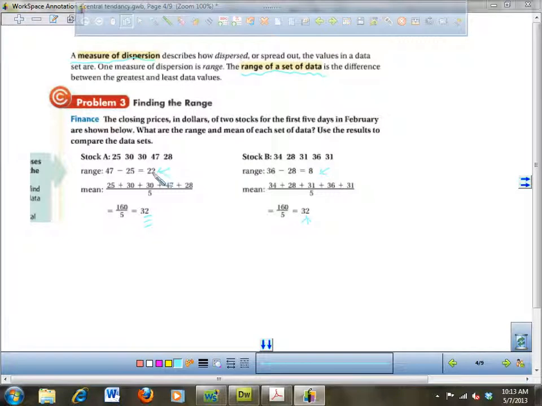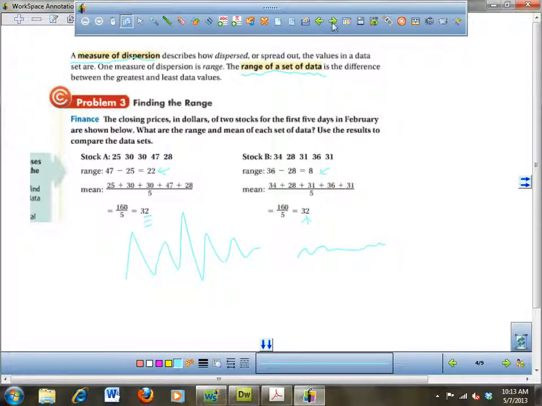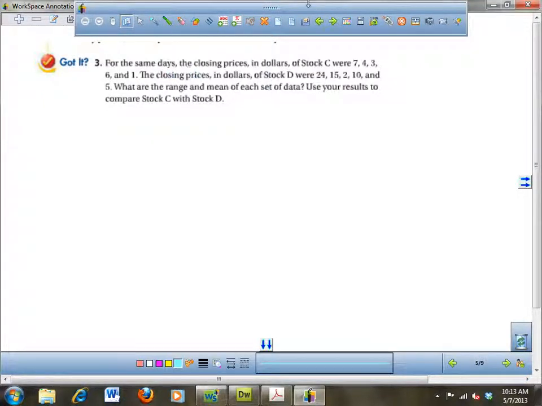So this stock bounces around a lot because it's a much bigger range. If you were to look at the chart on it, it would be going all over the place like this. This one would still have the same average, but it would bounce a lot less. Okay? Some people, if they like risky stocks, invest in this kind, and some people invest in this kind.